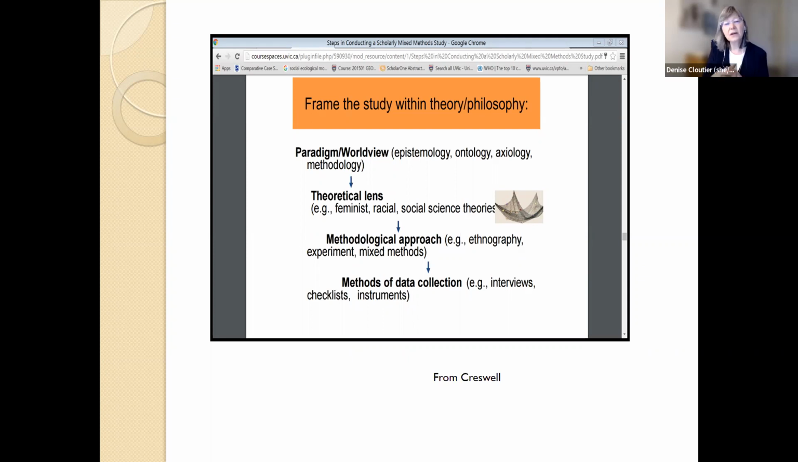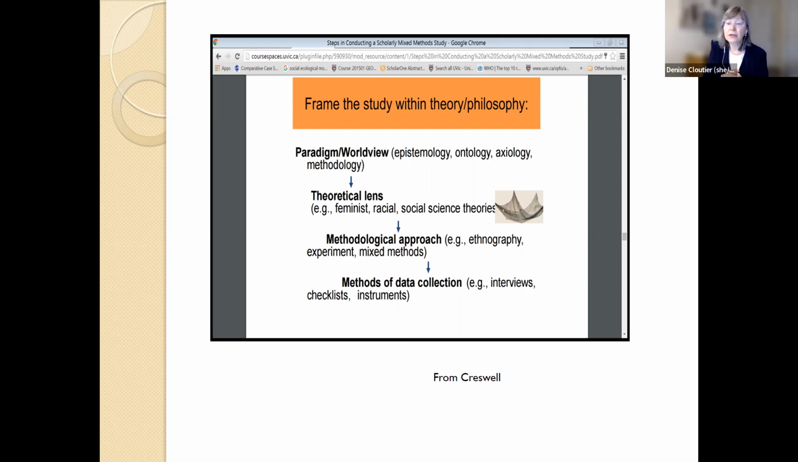Then we have our axiology, which is really our value system, and methodology, which are the approaches that we take to our research projects. So thinking about paradigms first, that net for our beliefs, is important and helpful. And then we think about what are the theoretical lenses by which we approach our research. So maybe we're coming from a feminist orientation, or Marxist, or political economy.